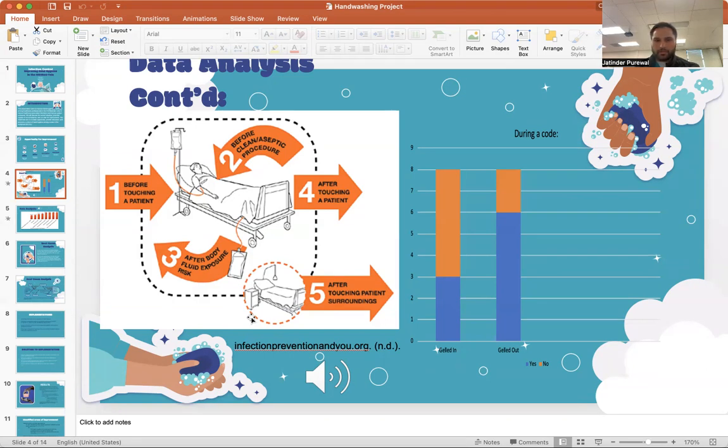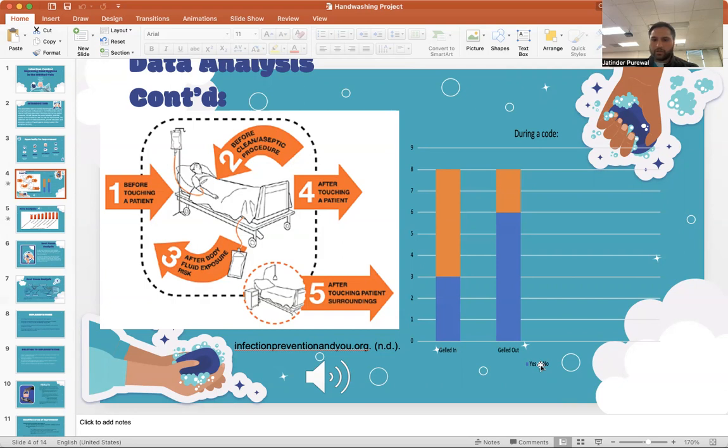And then after touching a patient and after touching patient surroundings before you get out, you could either wash your hands or use hand sanitizer. The graph here on the right hand side was collected as real data during a code on my first day when I was in the ICU.